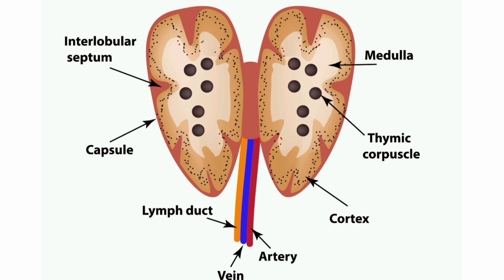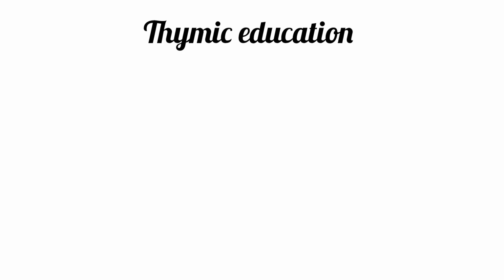Both the double negative cells and the double positive cells are present in the cortex of the thymus, and the single positive cells, either with CD4 or CD8 on their surface, are present in the medulla of the thymus. Within the thymus, two very important processes called thymic education occur. First, those CD4 positive or CD8 positive cells bearing antigen receptors for self proteins are killed, and this process is called clonal deletion. This is achieved by a process called programmed cell death, otherwise known as apoptosis.